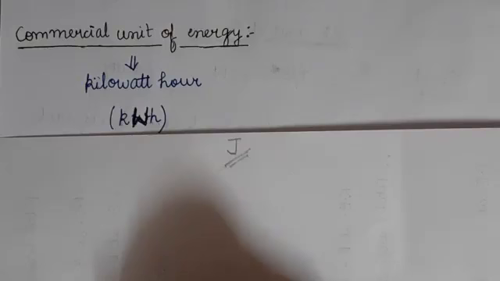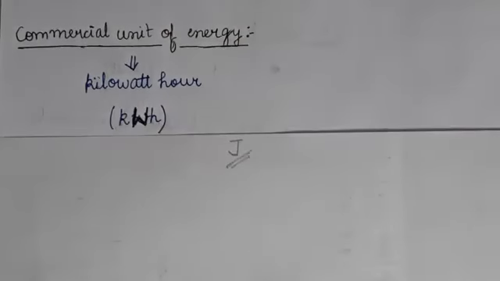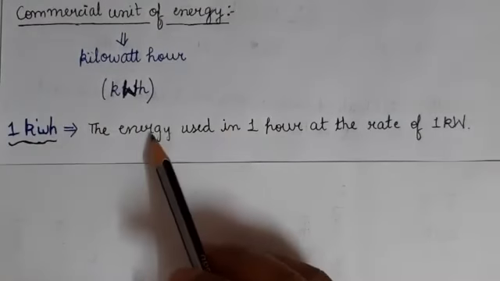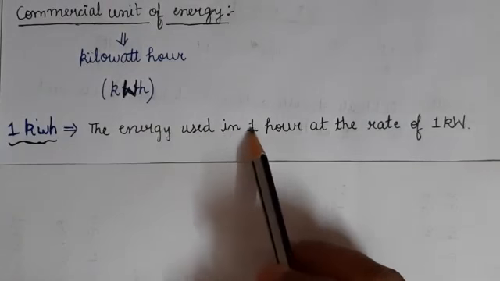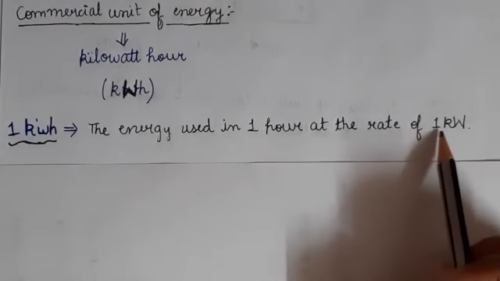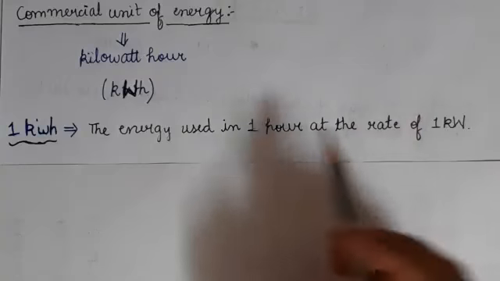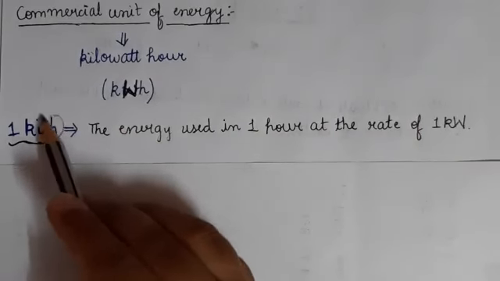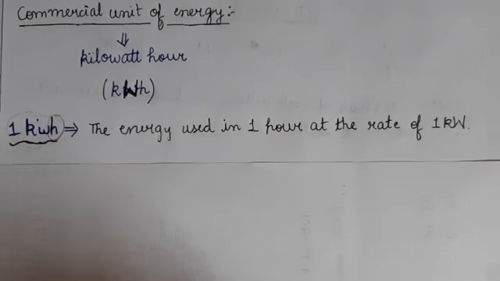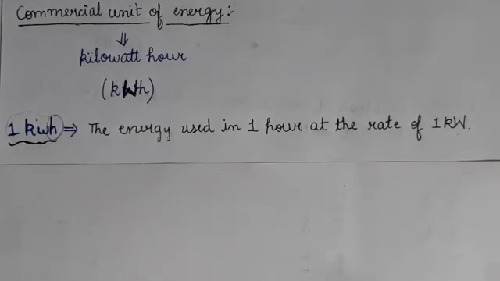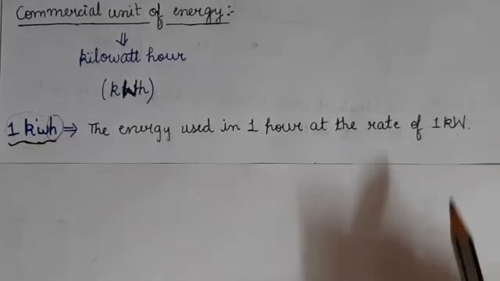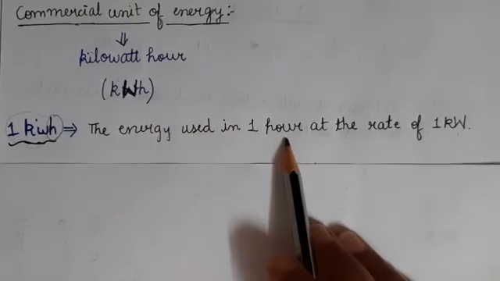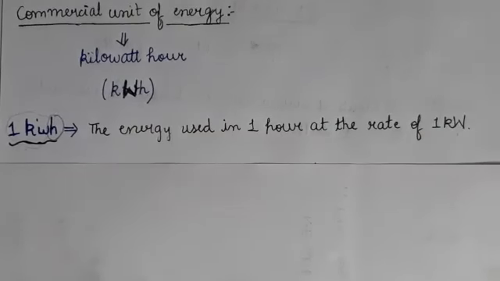Now the question arises, what is 1 kilowatt hour? It is the energy used in 1 hour at the rate of 1 kilowatt. Okay, what is 1 kilowatt hour? It is the energy used in 1 hour at the rate of 1 kilowatt. When 1 kilowatt of power is used in 1 hour, that is 1 kilowatt hour.